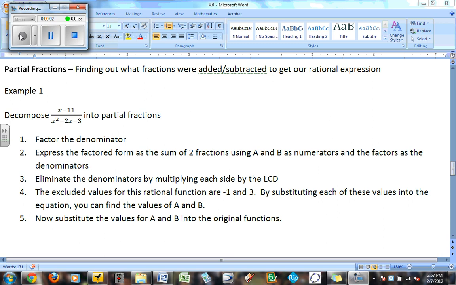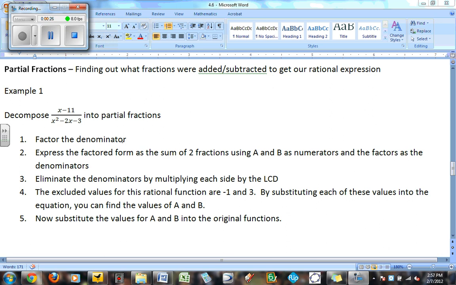Section 4.6 is about partial fractions, and partial fractions is part of the process of finding out what two fractions were added together to get the rational function that we have now. All right, so I'm going to show you an example of how to do partial fractions. It says decompose (x minus 11) divided by (x squared minus 2x minus 3) into partial fractions.